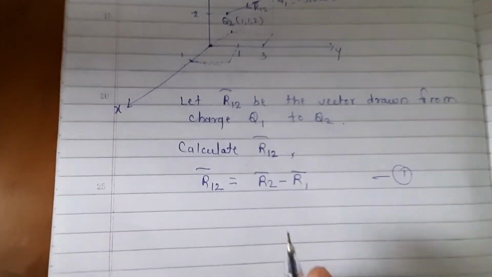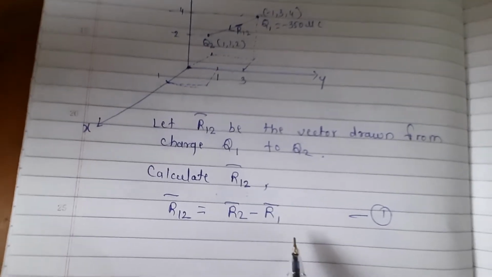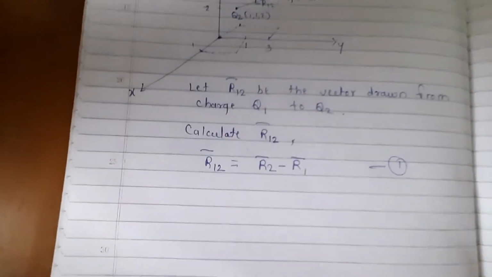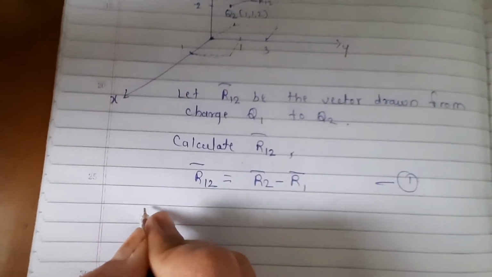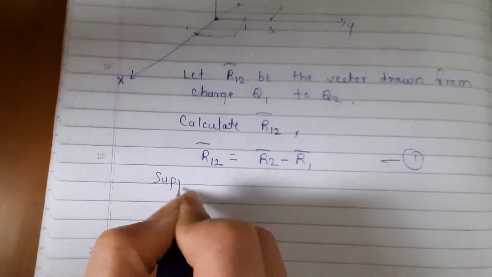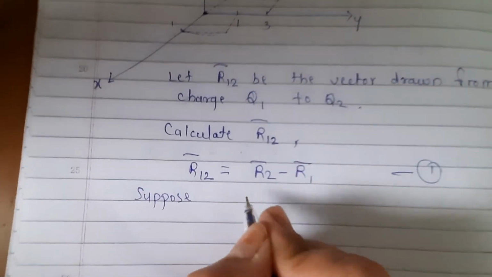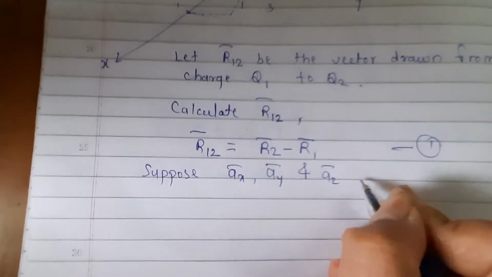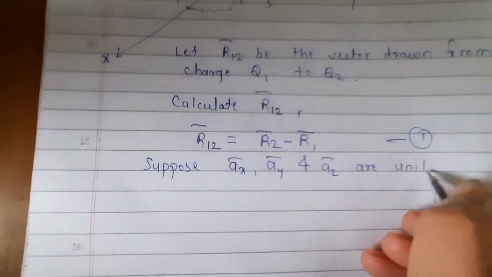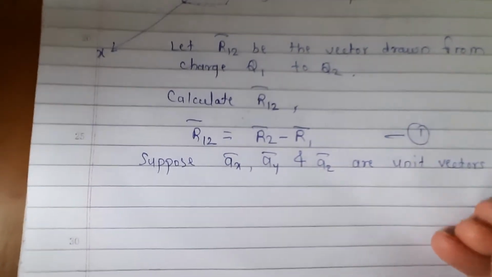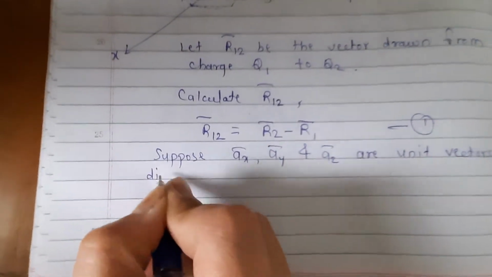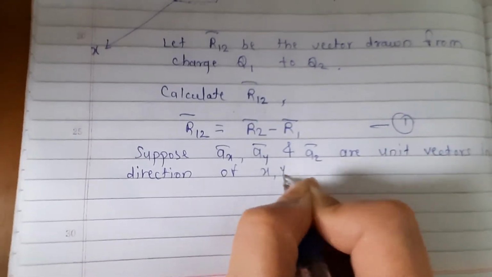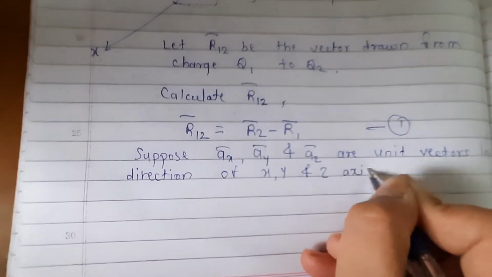This is our equation number 1. Now we have to find the values of r2 and r1. So suppose ax bar, ay bar and az bar are the unit vectors in the direction of the x, y and z axes.